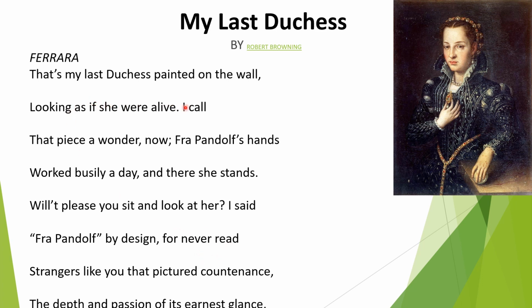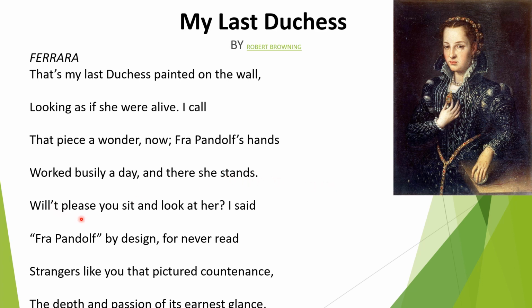Okay, that's my last Duchess painted on the wall. He says, last Duchess. Duchess is his wife. And he says, last. That means there is some order going on. On the wall, looking as if she were alive. All of you focus on this word, students. Alive means you think she's alive, but she's not alive. I call that piece a wonder. So now this painting has become a wonder. He's not talking about the lady in the painting, but he's praising the painting. He calls it a piece, and it's a wonder, it seems.